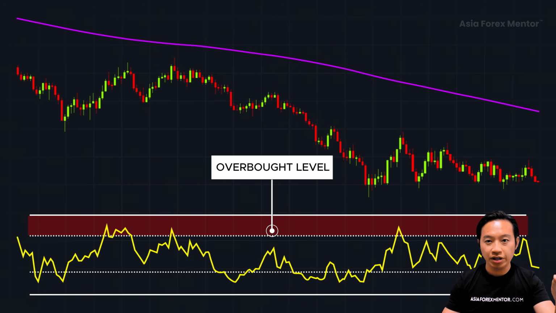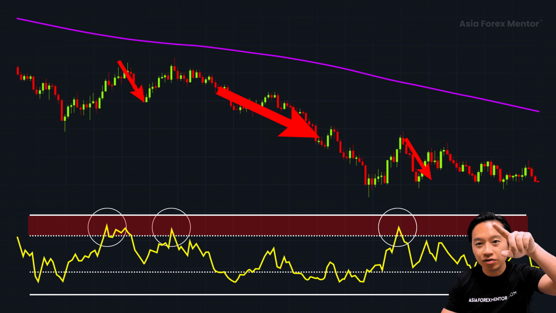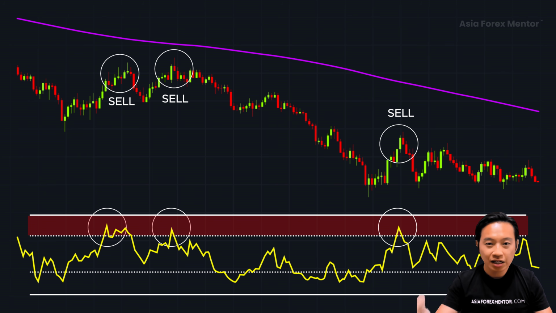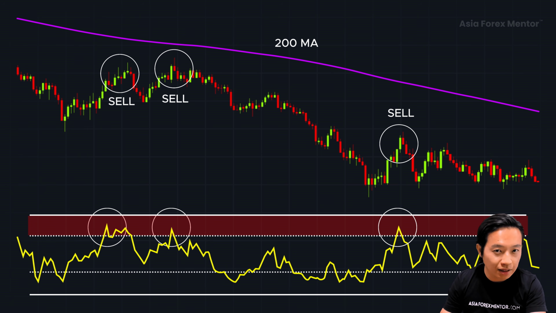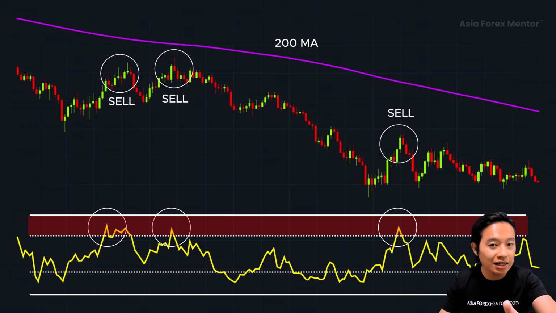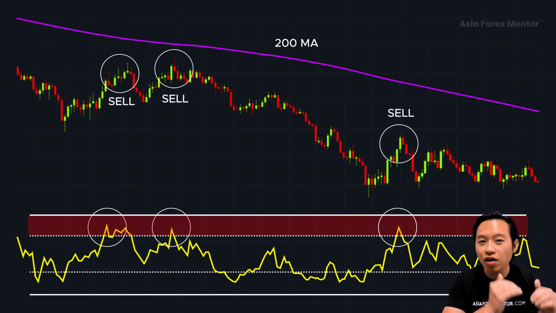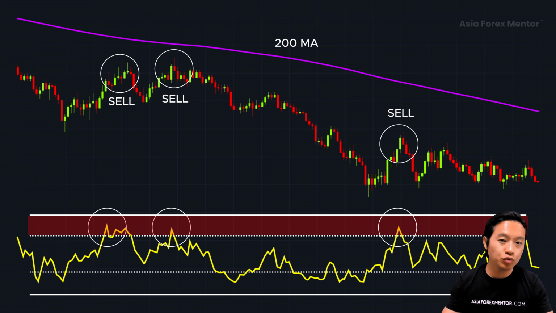Back to this example, which is in a downtrend. When the market is going down, the overbought area shows where the pullback may end. So that's where you can enter the short position. Therefore, when you combine the trend filter, which is the 200 moving average, with the momentum indicator, which is the stochastic, you avoid jumping in the wrong direction, and also jumping in too early. Going too early in a pullback is not a wise choice. So you avoid jumping too early while staying aligned with the long-term trend.